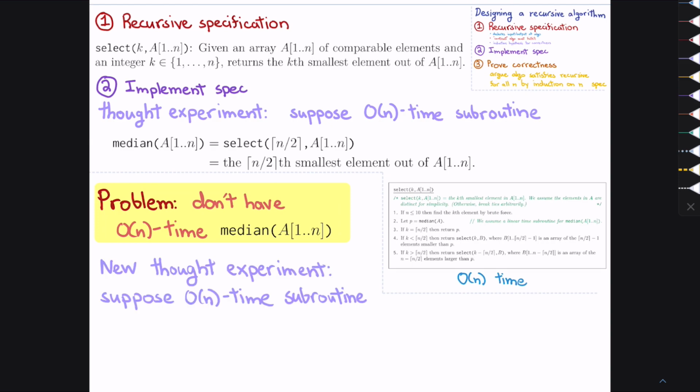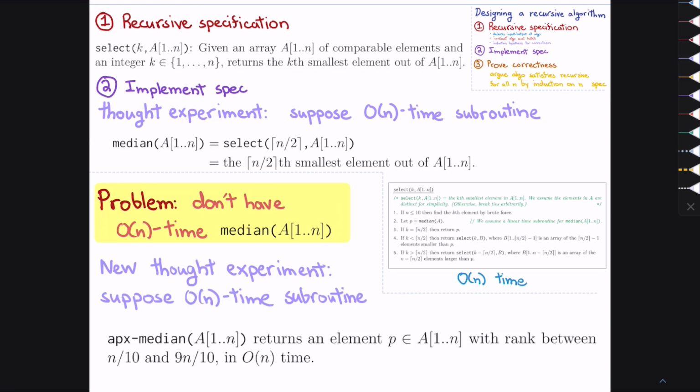suppose you had a linear time subroutine for an approximate median. So this is going to relax it a little bit. It's not as strong as computing the exact median. What the subroutine guarantees is to return something in the middle 80 percentile. So it'll return something with a certain rank. The rank of an element is, if it's the median, it's rank n over 2. If it's the smallest, it's rank 1. If it's the biggest, it's rank n. It's the ranking if you had ordered it.